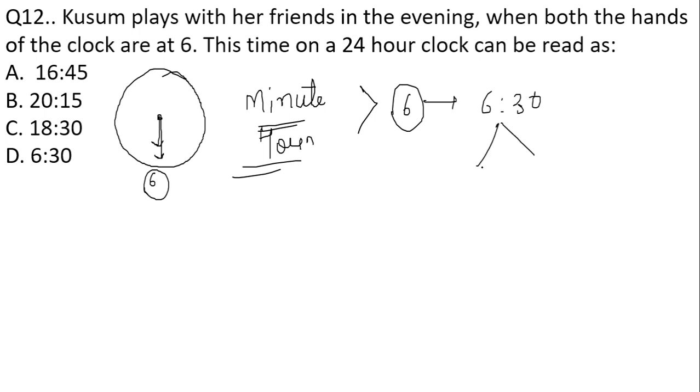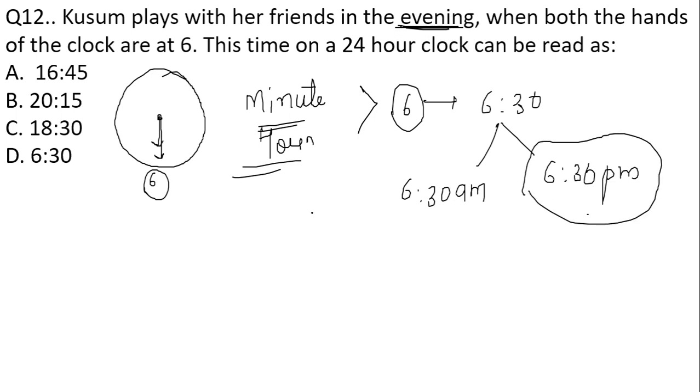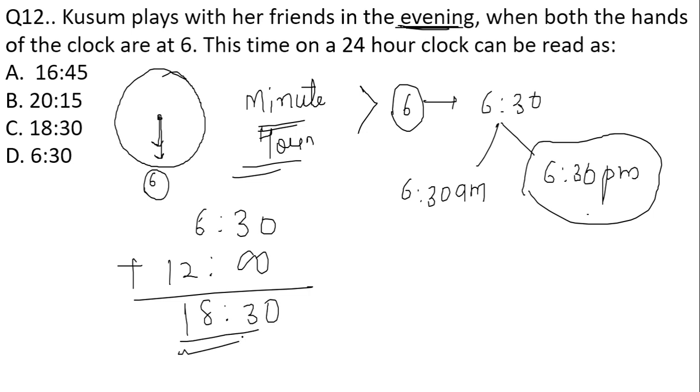There are two conditions. It can be 6:30 AM, that is in the morning, or it can be 6:30 PM, that is in the evening. It is clear-cut in the question that they have mentioned the time of the evening. It means this is 6:30 PM. So to convert this into the 24-hour format, what I'll do is 6:30 plus 12 hours extra. So this will give me 18:30. So the correct answer for the given question is option number C.